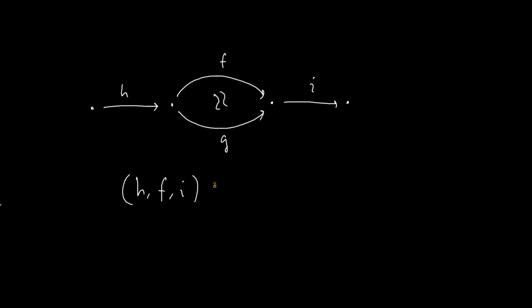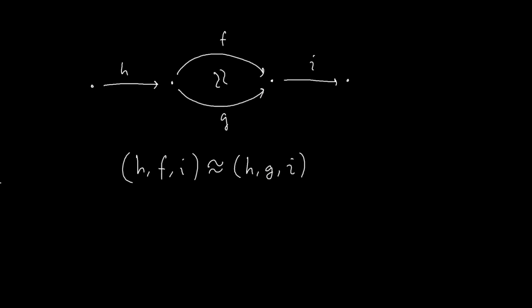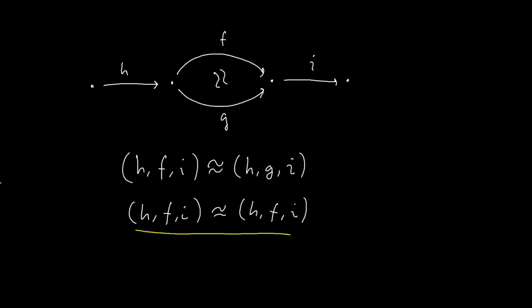must be equivalent to the path HGI, right? But now we know that F and G are actually the same morphism, because by the law of identity they must be the same. So we can rewrite this as HFI being equivalent to HFI. However, here we don't get anything new, because we already knew by the law of reflexivity that these two paths would be equivalent.